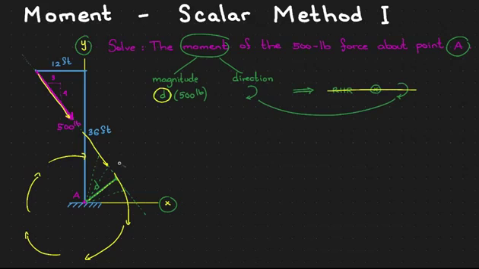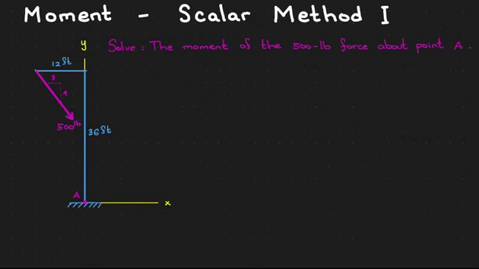The strategy is clear. Why don't we do some calculations? So let's start over. We are trying to find the moment of this force about point A. Moment is a vector which has magnitude and direction. The magnitude of this moment is going to be found by multiplying the force itself by the perpendicular distance from point A, the point we're trying to find moment about, to the line of action of the force.